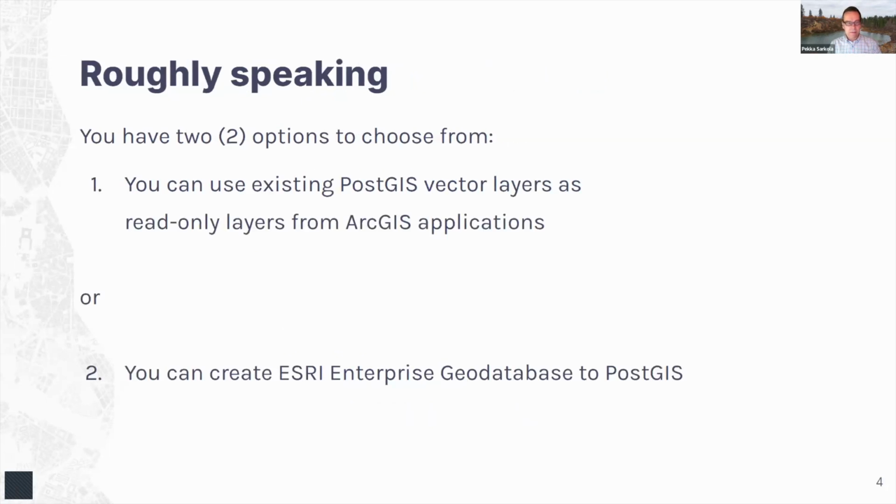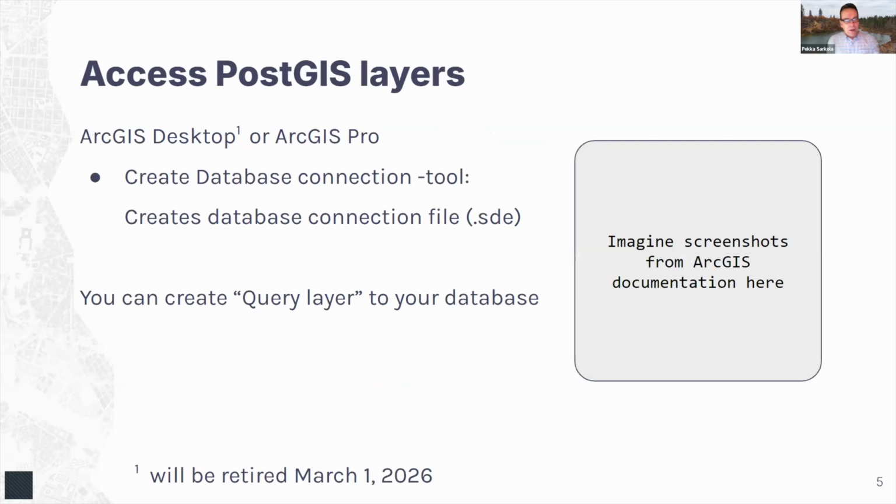Roughly speaking, you have two options to choose from. One is that you can use existing PostGIS vector layers as read-only layers in your ArcGIS application, or you can create the Esri Enterprise Geodatabase in PostGIS. To access PostGIS layers from ArcGIS Desktop or ArcGIS Pro, you first use the Create Database Connection tool, which creates a connection file with all connection parameters, and then you can create a query layer to your database.